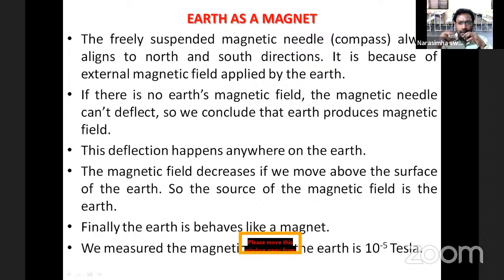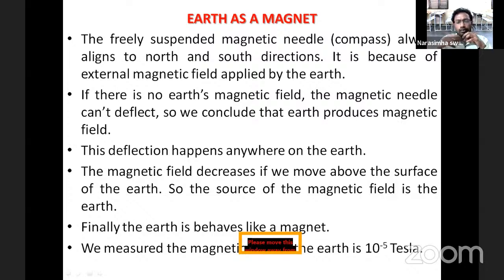Then, can the magnetic needle in the compass deflect? No, because this needle deflects only because of the Earth's magnetic field. So that's the next point. Second point is, if there is no Earth's magnetic field, there will be no deflection. The magnetic needle cannot be deflected. So we can conclude that Earth is itself producing a magnetic field.